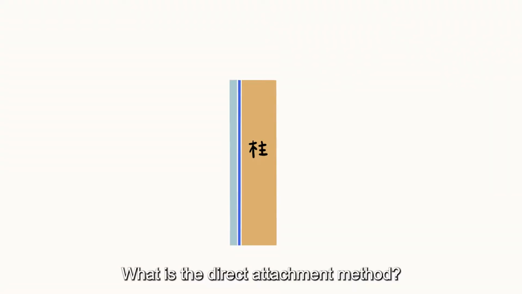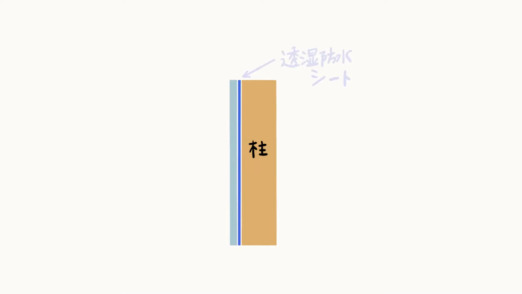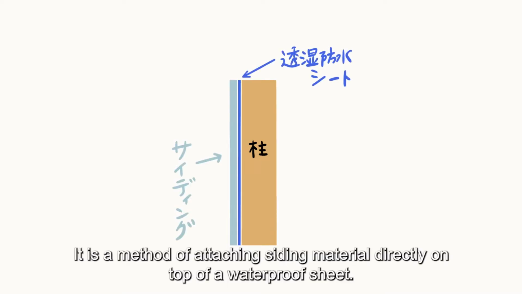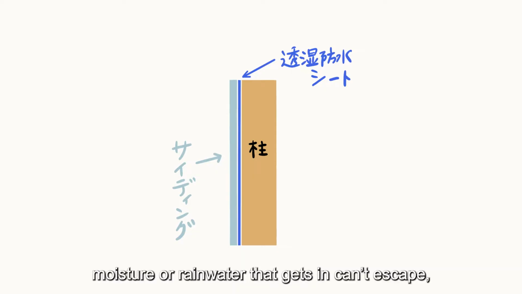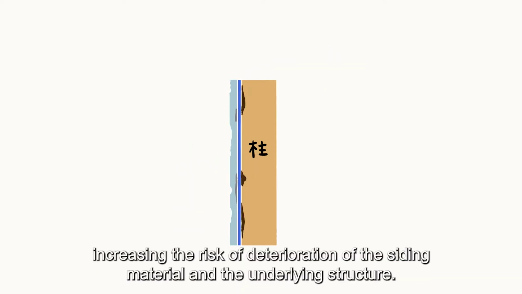What is the direct attachment method? It is a method of attaching siding material directly on top of a waterproof sheet. Because there's no airspace inside the siding material, moisture or rainwater that gets in can't escape, increasing the risk of deterioration of the siding material and the underlying structure.